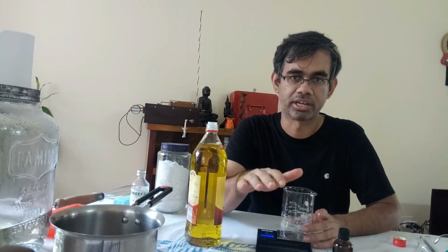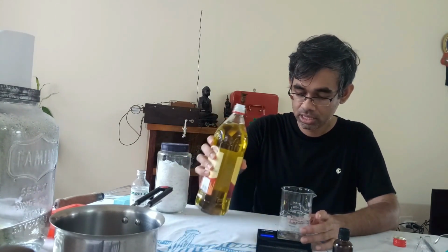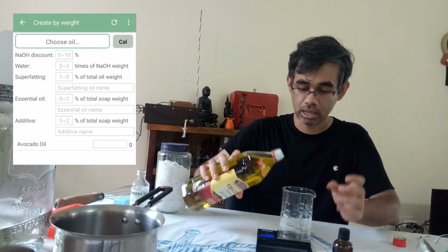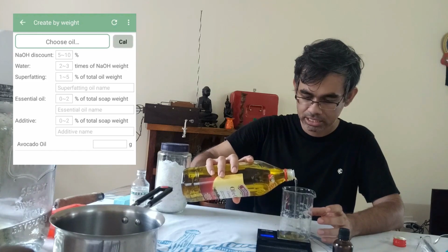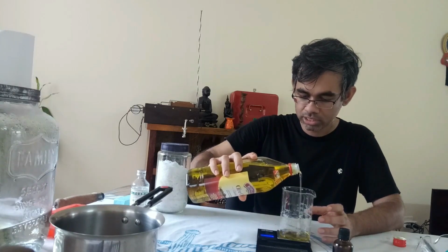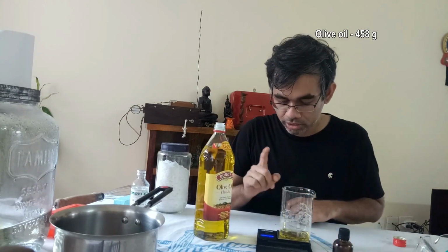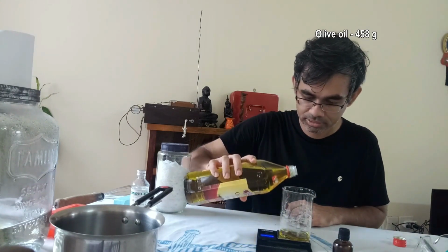So yeah, by the way, in this recipe, the mixture is super critical. The ratio of oil to sodium hydroxide needs to be perfect. There are a bunch of soap calculators available online. If you are new to this, I suggest you use that. So I'm going to measure 458 grams.